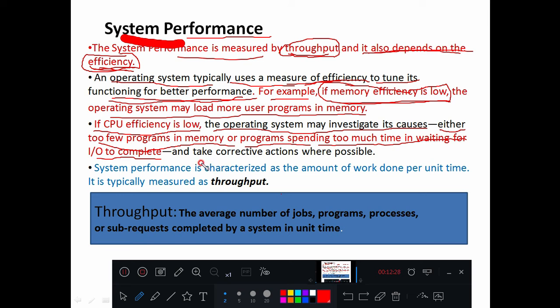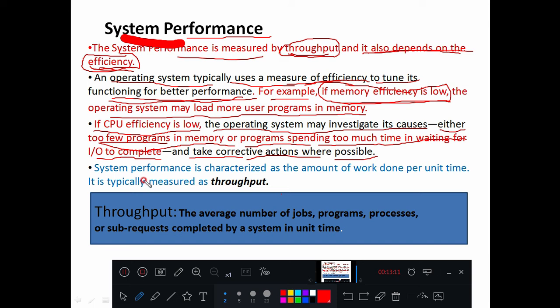That is the first thing. The second one is how many programs it can execute at a given time. If it is executing very few programs, then I can say CPU efficiency is less. If it executes more programs in a lesser amount of time, then I can say CPU efficiency is more. So here, the number of programs executed per unit time is again throughput. So these are all interrelated topics. The operating system will observe these things and take corrective actions wherever possible.